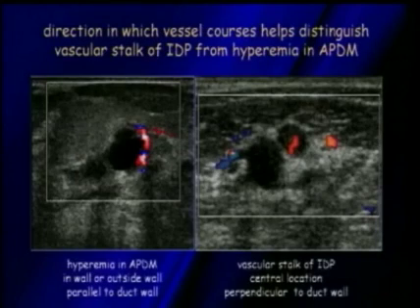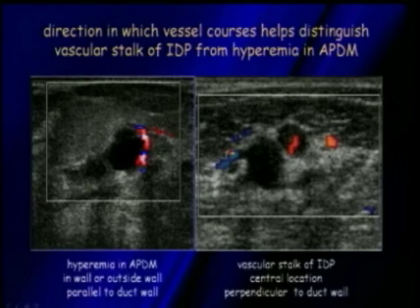mastitis. Now, when we use color Doppler, there's one way to tell the difference between infection and a true papillary lesion. Hyperemia will be in the wall, so it's going to be more on the outside or parallel to the duct wall. Whereas if you have a true intraductal papillary lesion, the flow is going to be located centrally, so it's going to be perpendicular to the duct wall.